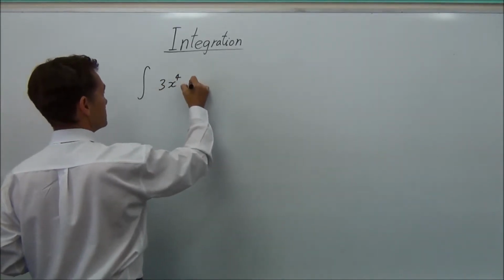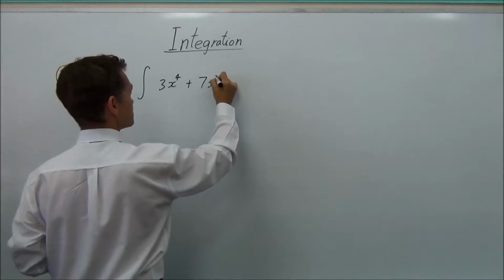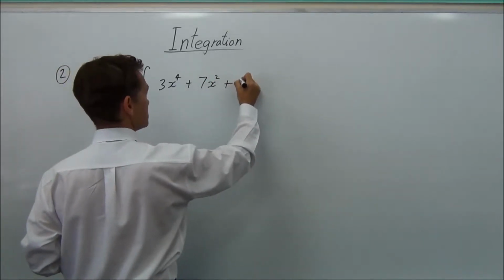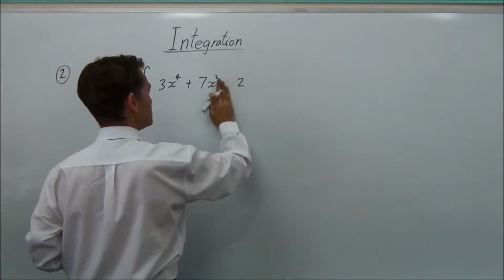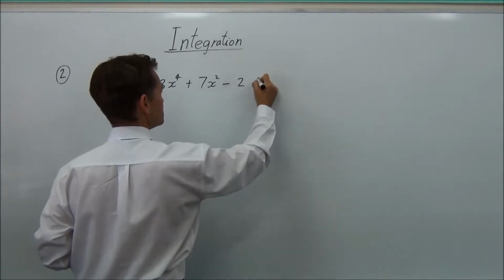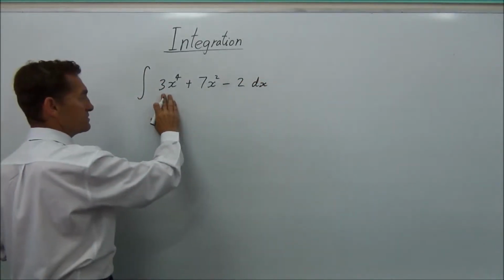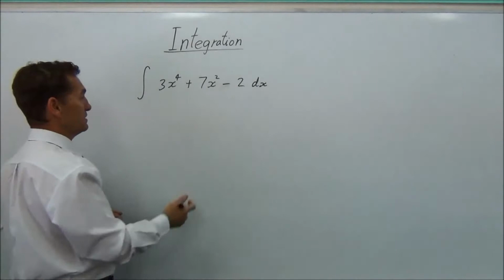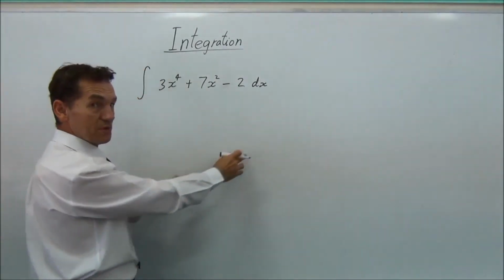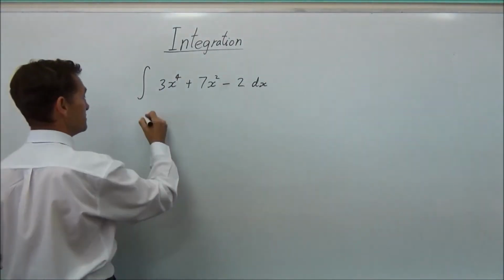3x to the 4 plus 7x squared plus 2, well, we'll put a minus in there, shall we? Why not? Minus 2 dx, so I'm integrating with respect to x. I haven't got any numbers, so I'm going to write a plus c. You should have remembered that.